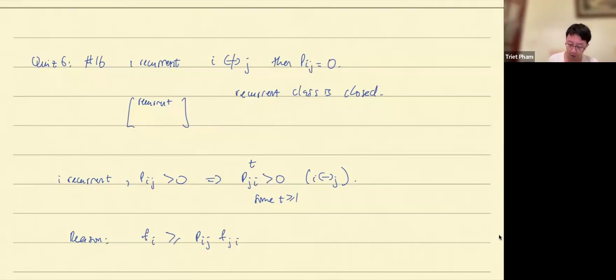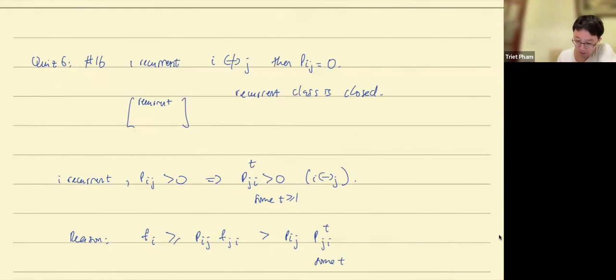I might have to modify this. What I'm saying is, if you want to return from i to i, you have to go from i to j, and then from j go back to i. But I think I'm doing something wrong here in the direction, because this will be basically bigger than Pij times P to the power t of j to i for some t. So let me say the idea and then I'll try to correct this.